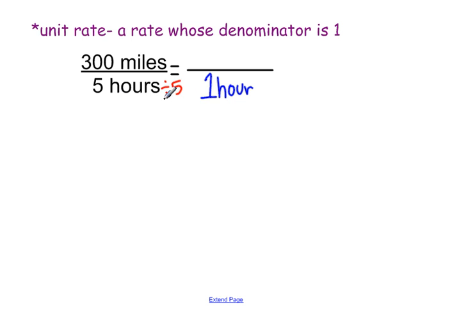And we know that in math, everything is about balance. And if we do something on one side, we must do it to the other. If we do something on the bottom, we must do that same thing on the top. So I'm going to divide by 5 on the top as well. 300 divided by 5 is 60 miles. So my first statement, that I went 300 miles in 5 hours, is the same as I went 60 miles in 1 hour. It's a unit rate or an average.